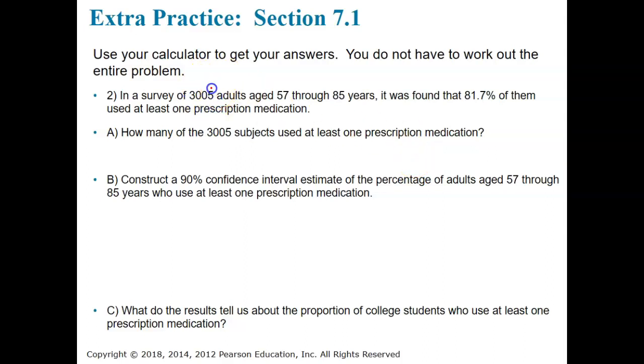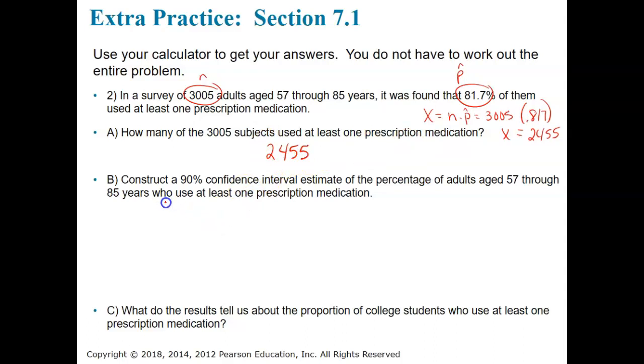Okay, here, this would be our N. It turns out that they're giving us our P hat. So in order to find our X, we're going to do N times P hat. So we're going to multiply the 3005 times 0.817. So we're going to find that our x is 2455. And that's actually the answer to part A. How many of the 3005 subjects use at least one prescription medication? So that's going to be 2,455.